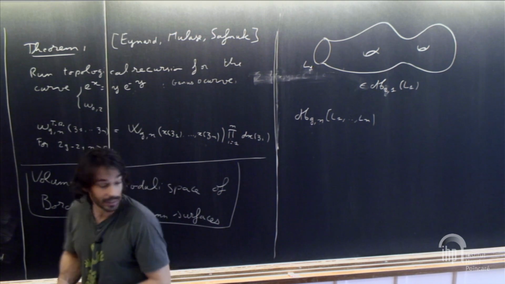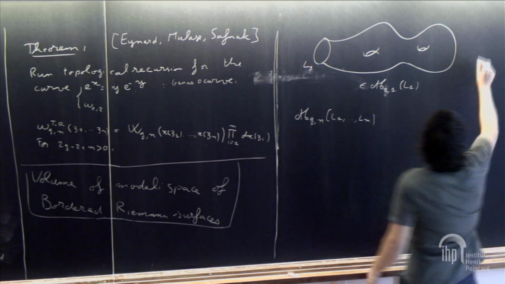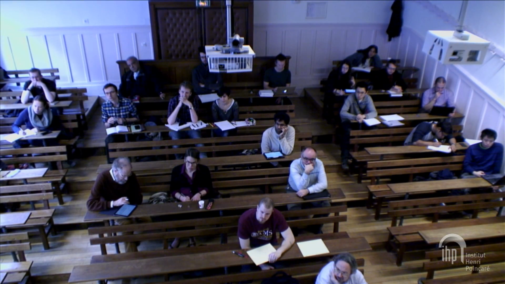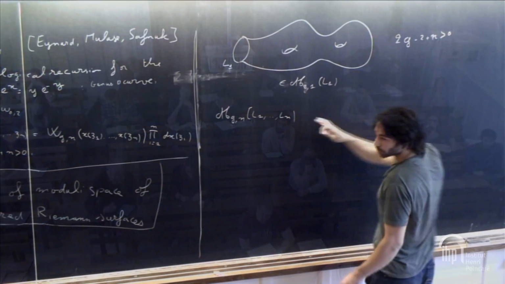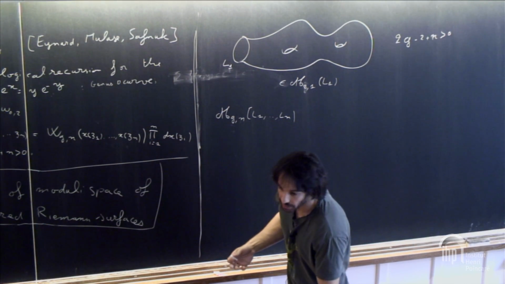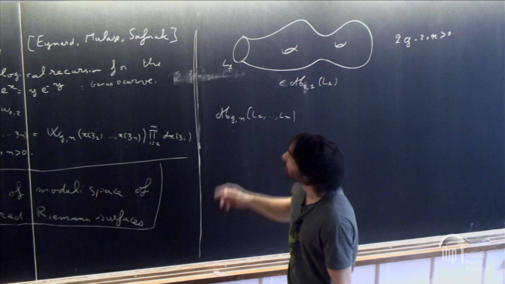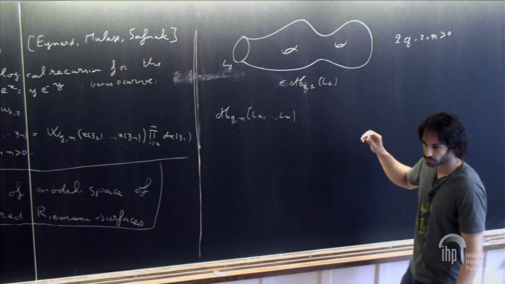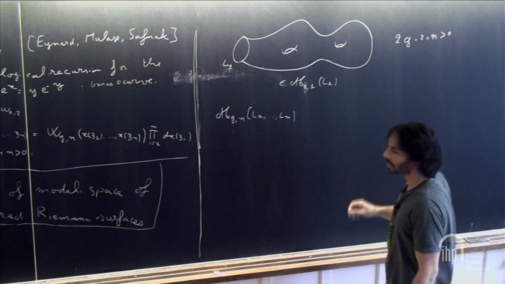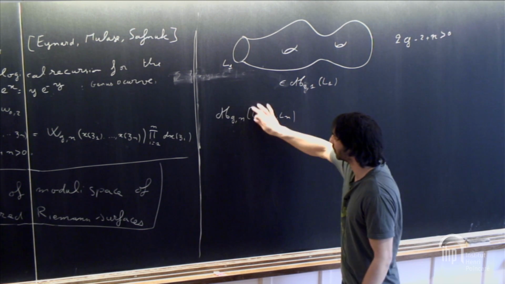So I look at 2G minus 2 plus n strictly positive, and in what I'm doing, I will just consider hyperbolic surfaces. So I've got a hyperbolic metric. So you're fixing curvature minus 1. So you can't rescale the L. No. Otherwise, I mean, you would lose all the information.